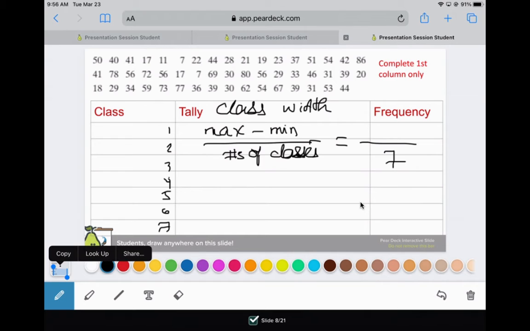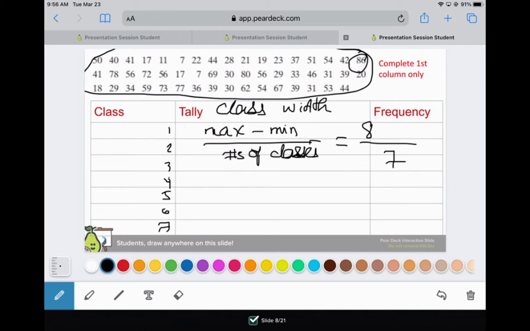The maximum, how do I know the maximum? I'm going back to my list, the entire data. I'm looking for the biggest value. In this case, the biggest value would be, let's see, I saw 80, that's high. But I also see something else. So 80 is not the highest number. It's 86 that is the highest, right?